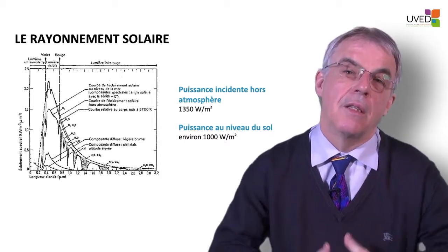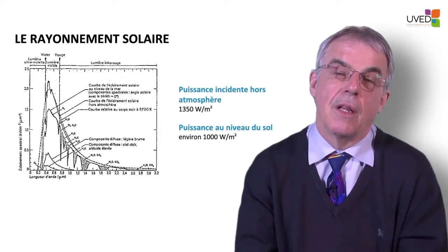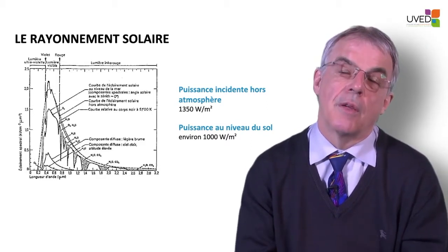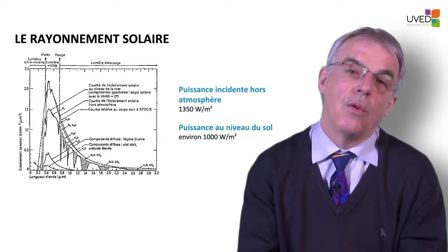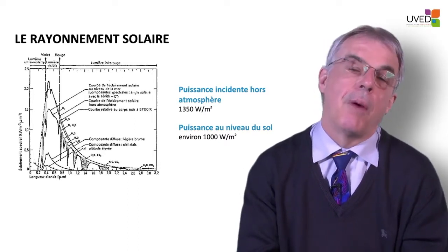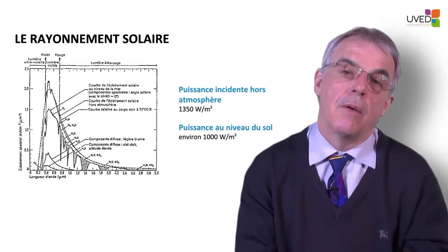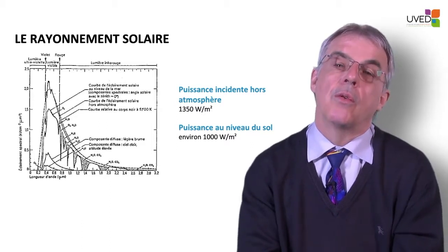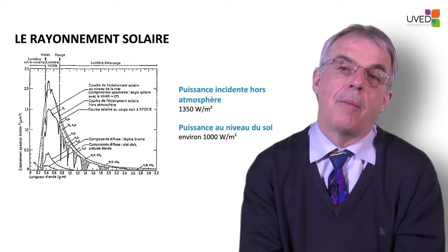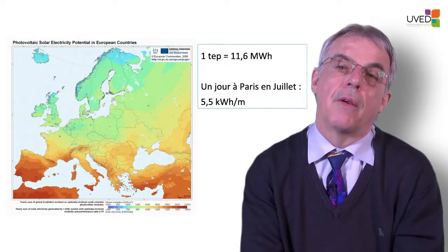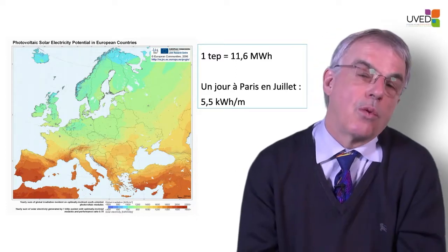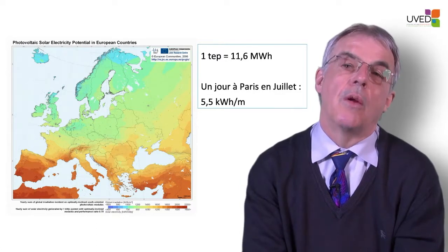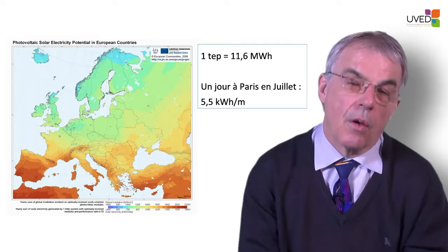This solar power is distributed evenly across the world, in all countries, over the seas, and the distribution is comprised between 0.9 megawatt hour per square meter per year in northern countries, northern European countries, and up to 2 or 3 megawatt hours per square meter per year in the sunniest areas. In Paris, we have approximately 1 megawatt hour per square meter per year, which means in July, approximately 5.5 kilowatt hours per square meter per day.